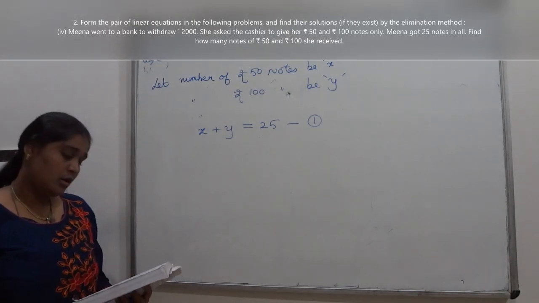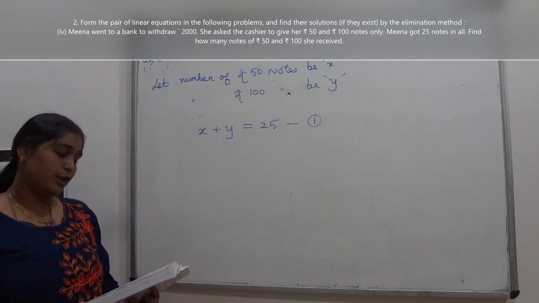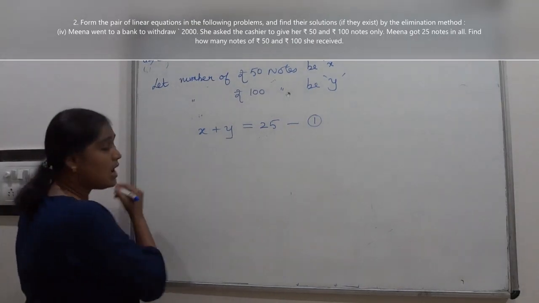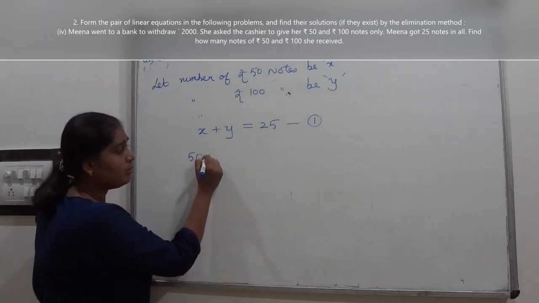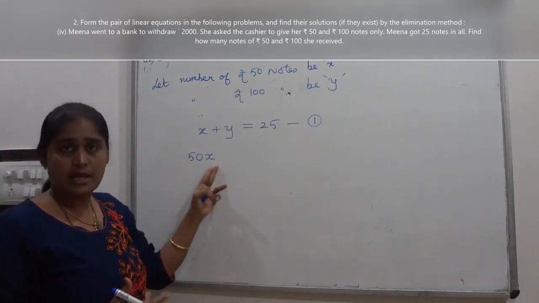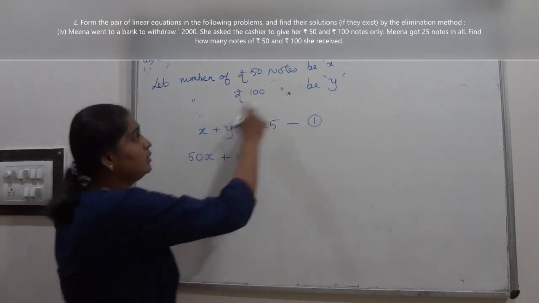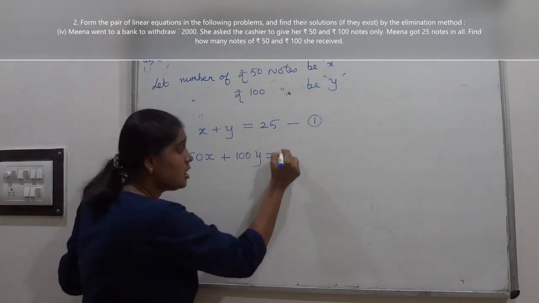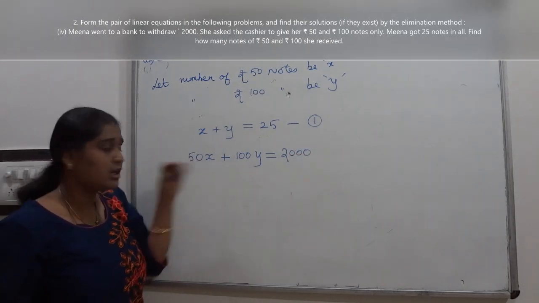The next one: she asked the cashier to give 100 rupee notes and 50 rupee notes, and finally she withdrew rupees 2000. So I am writing the number of 50 rupee notes. How many notes are there? I don't know. I have taken as x. So 50x I have written. Like how many 100 rupee notes are there? That also I don't know. So I have taken y. Which altogether gives how many rupees? Rupees 2000.